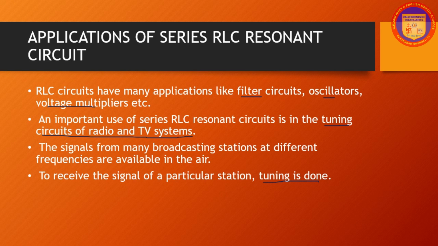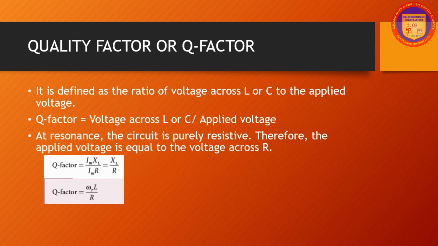Quality factor, also called Q factor. The current in the series RLC circuit becomes maximum at resonance. Due to the increase in current, the voltage across L and C also increases. So, the magnification of voltage at series resonance is termed as Q factor. It is defined as a ratio of voltage across L or C to the applied voltage. Q factor is equal to voltage across L or C divided by applied voltage.